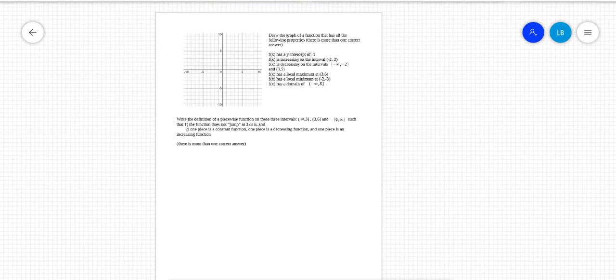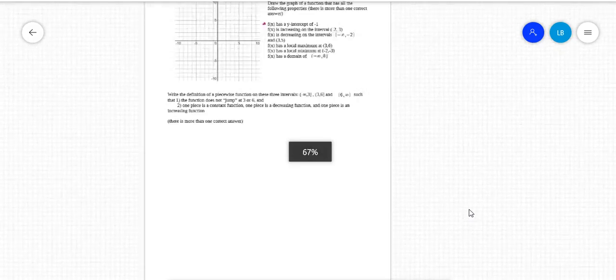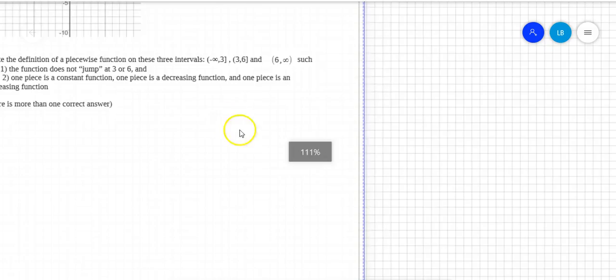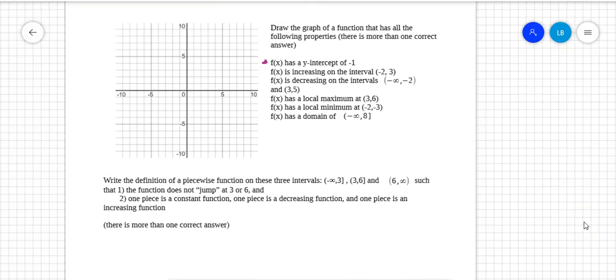So if I start here, I have a y-intercept of 1. For some reason, when I change pens, it wants to retract on me when I change colors. Okay, it has a y-intercept of -1. So let's put that point on there, y-intercept of -1. The next note is an increasing interval.